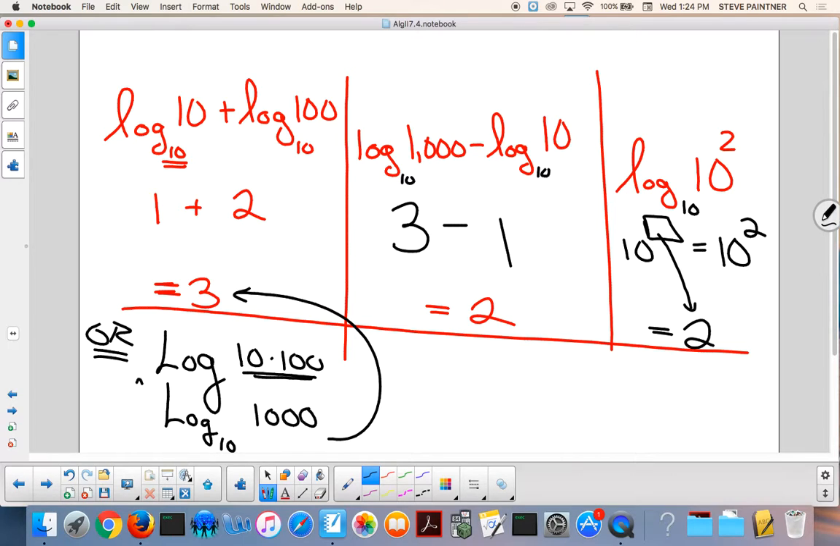Yeah, John? The bases have to be the same, right? Yes. Good job. I didn't even say that. Your bases have to be the same to apply these properties. You have to keep the bases the same.